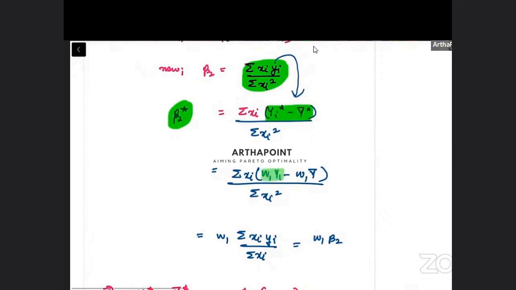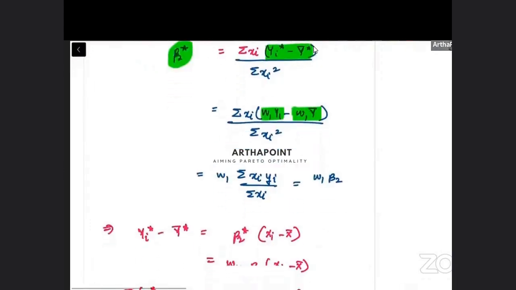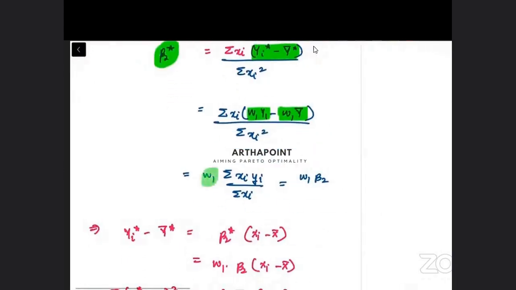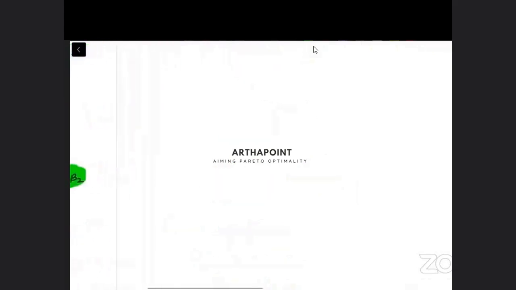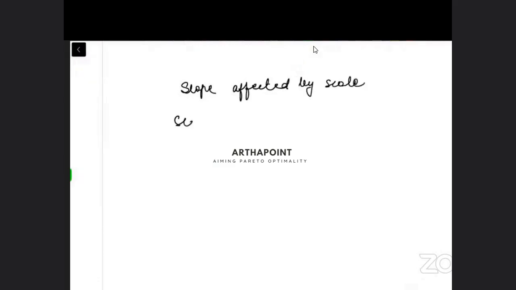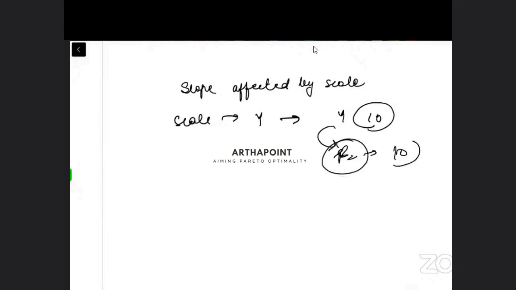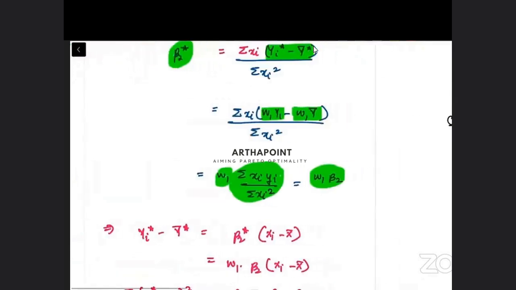So isko main likh sakti hu w1 yi minus w1 y bar. And this w1 can come out. So I will be left with summation xi yi by summation xi square. Which means that if I scale yi, then my beta 2 will scale by w1. So which means that slope is affected by scale. If you scale your y's, if suppose each y is multiplied by 10, then the slope, the beta 2, will also be multiplied by 10. This is what this is saying. So slope is affected by scale.